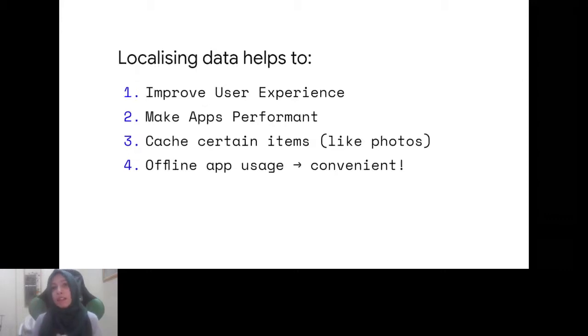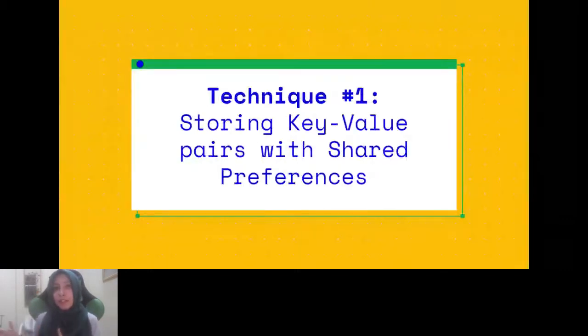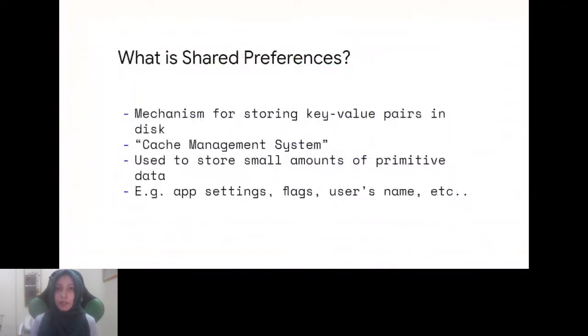Now, let's walk through the different techniques of how you can localize data management in Flutter. Starting off with the very first and the very simplest of the techniques, which is storing key value pairs with shared preferences. Now, what is shared preferences? Shared preferences is a mechanism that enables you to store key value pairs on the disk, right? So yeah, in layman terms, you could say that it's a cache management system.